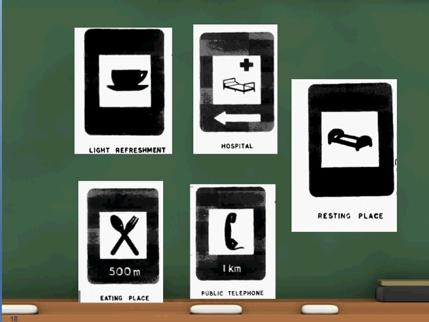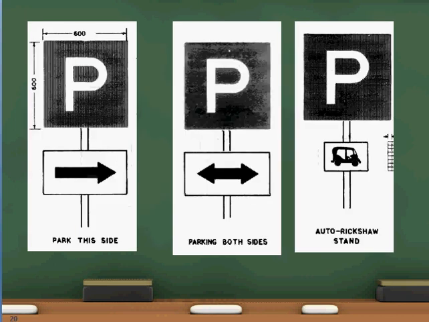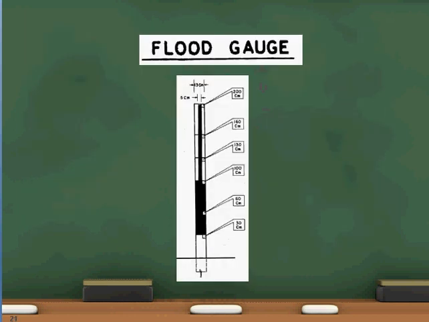Then facility signs can be there, like a hospital at some place. If a refreshment area is available, that can be shown. Hotels, telephone booth, resting place, all these are informatory signs. Then no through road, meaning the road is ending at some point, can be provided. Then parking, showing on which side it is provided, whether only for auto rickshaws, or whether parking is provided on both sides or one side. Then flood gauge, where different markings are there for different levels, and from this you can identify the water level. So these are the different informatory signs.